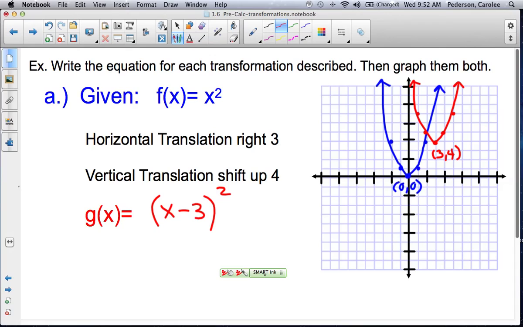Then the second thing is the vertical. Anything on the vertical axis that changes is outside the function. So where is that plus 4 going to go? Outside, right? So now there is my equation. It's in what we call vertex form too, so we can quickly identify that vertex also, which is 3 and 4.